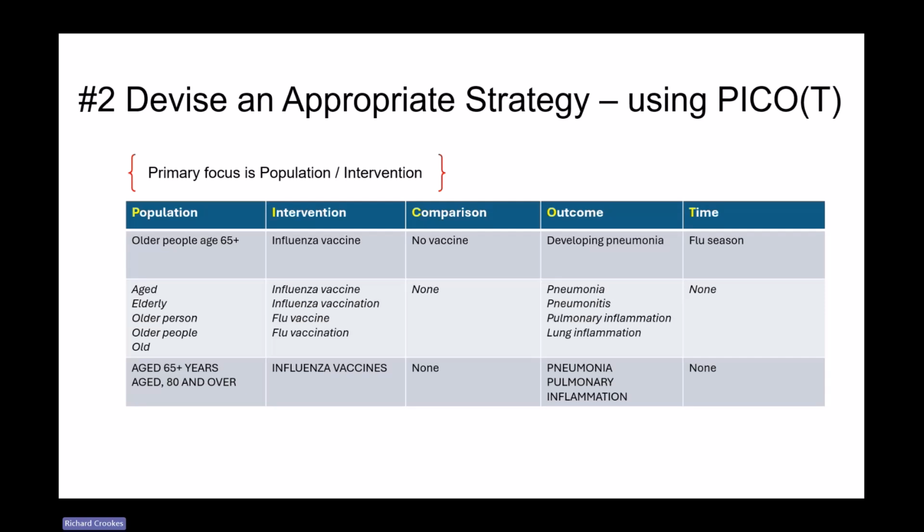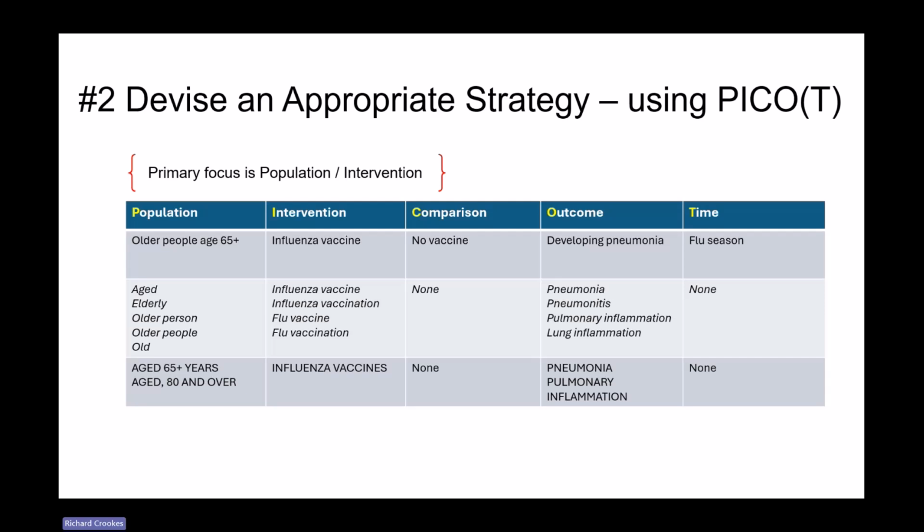So we've got the population, so aged, elderly, older person, older people, synonyms we could be using to identify the age group when we're running keyword or free text searches. Then we have the intervention, so influenza vaccine, I just mentioned flu vaccine, or it could be flu vaccination and so on. We're not going to search for the comparison. Outcome, pneumonia or pneumonitis or pulmonary inflammation and so on.